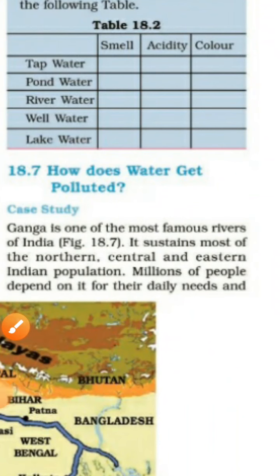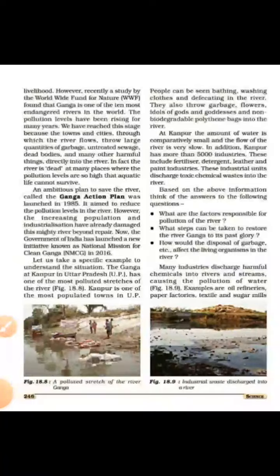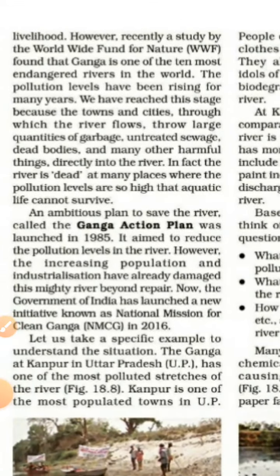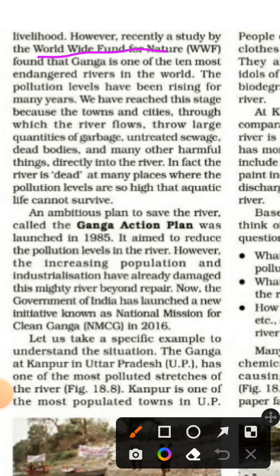How does water get polluted? Case study. Ganga is one of the most famous rivers of India. It sustains most of the northern, central and eastern Indian population. Millions of people depend on it for their daily needs and livelihood. However, recently, a study of the Worldwide Fund for Nature, WWF, found that Ganga is one of the 10 most endangered rivers in the world.